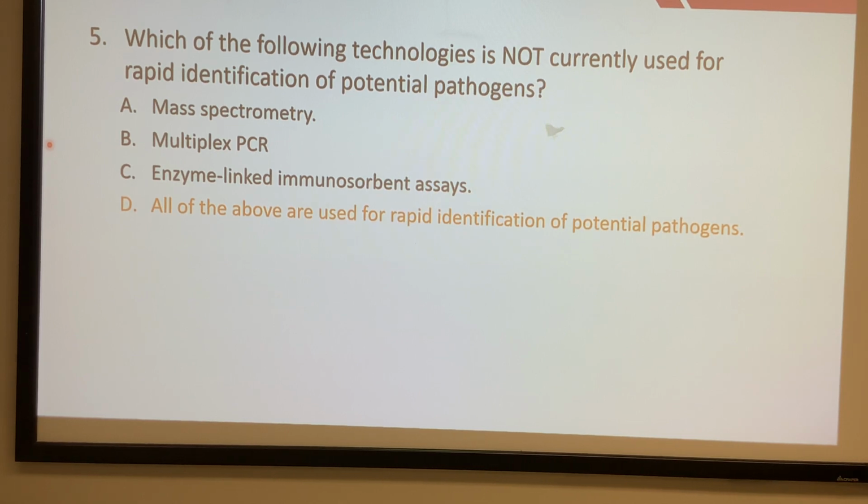This is a good multiple answer question, a select-all-that-apply. All three of them are used for rapid detection and rapid identification, okay? Enzyme-linked immunosorbent assay also gives you rapid results.